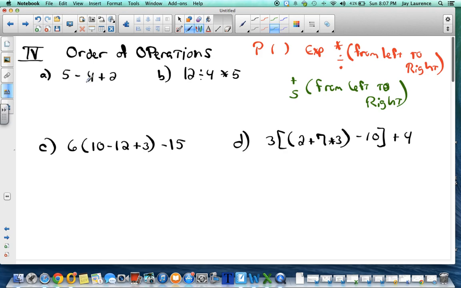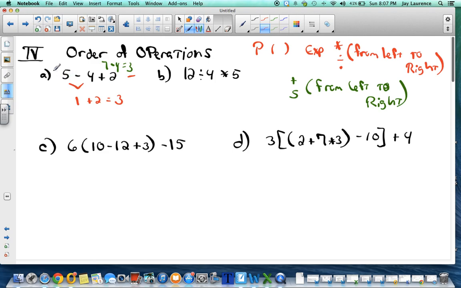Now, to tell you the truth, I would do this not using the order of operations. I would see I have 5 positives and 2 positives, therefore I have 7 positives. There's 4 negatives, and so the answer is going to be 3. I'll show you how to do that. It's a totally acceptable way to do it. But for now, let's do it using the order of operations. So I'm going to go from left to right. 5 minus 4 is 1, plus 2 is 3, and there you go.